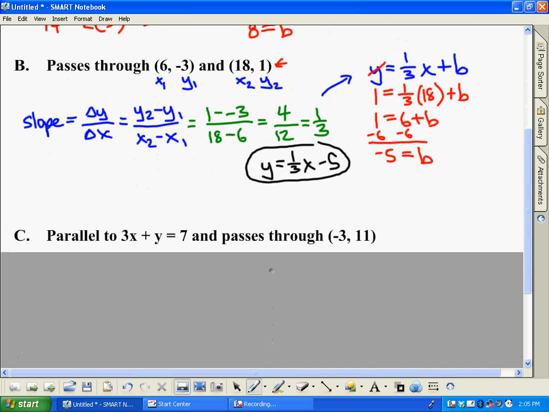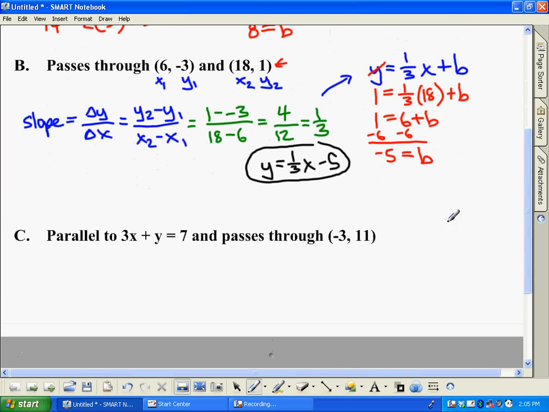Another way of finding the equation here is, what if you're not told 2 points, but you're told that it's parallel to a line? And what do we know about parallel lines? Parallel lines, remember, are lines like this that never cross. So what do we know about their slopes? We know their slopes are the same. So I'm going to write same slope here.